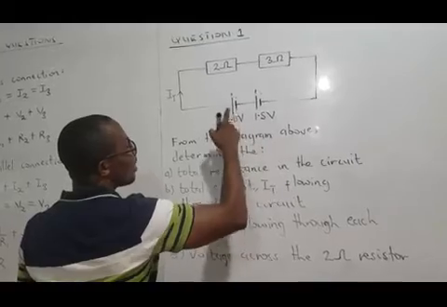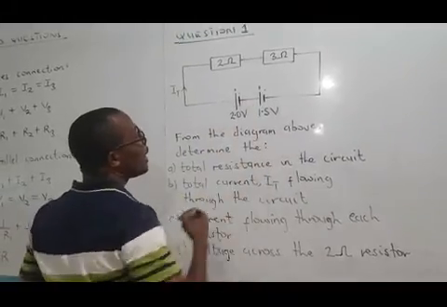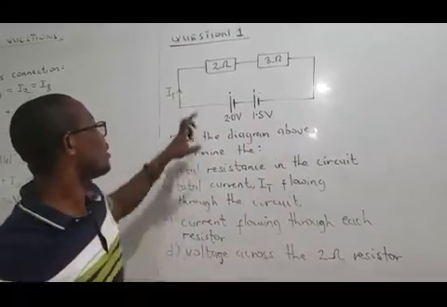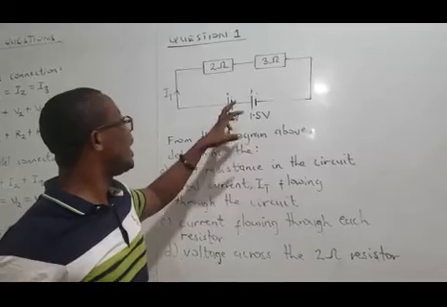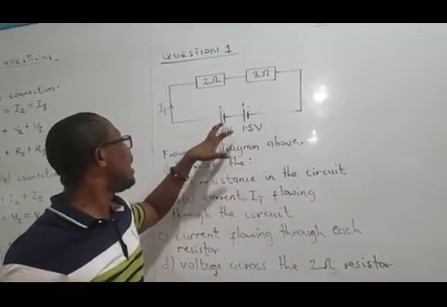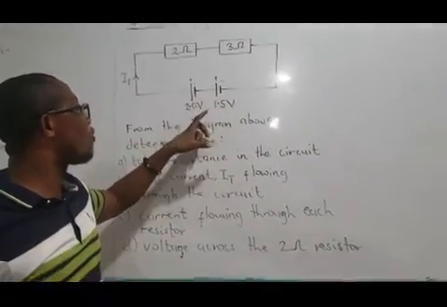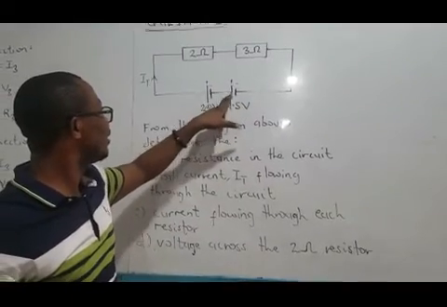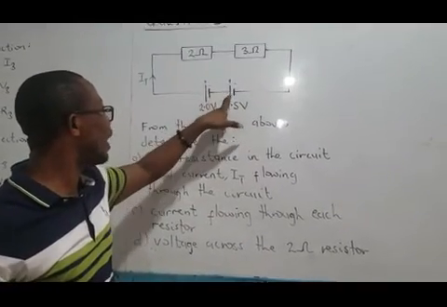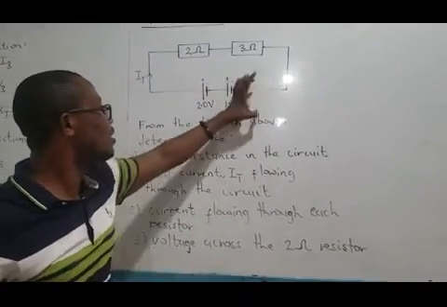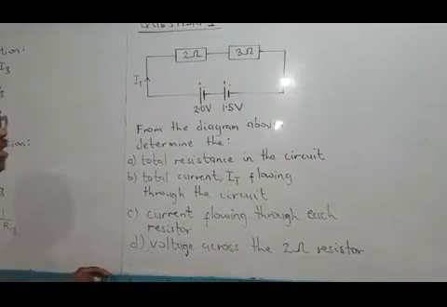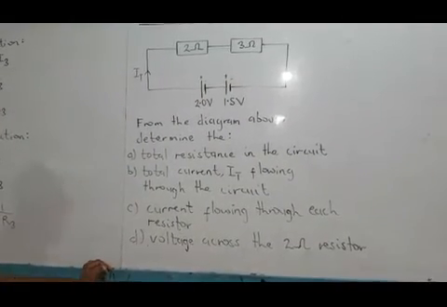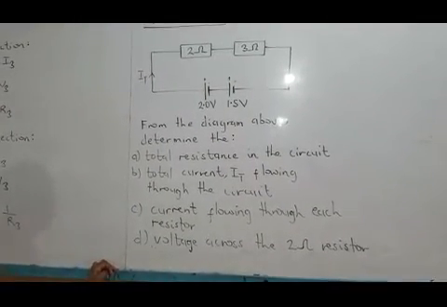The longer terminal is the positive and the shorter one the negative. I told you that in connections of cells, if the negative terminal of one cell is connected to the positive terminal of the next, as in this case, then we say that the cells are in series. The cells are in series.